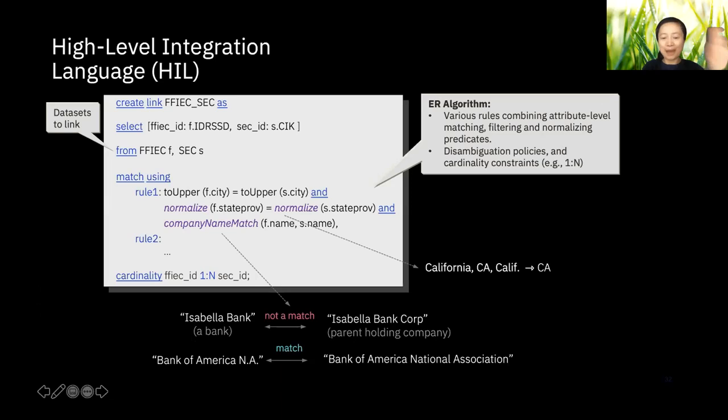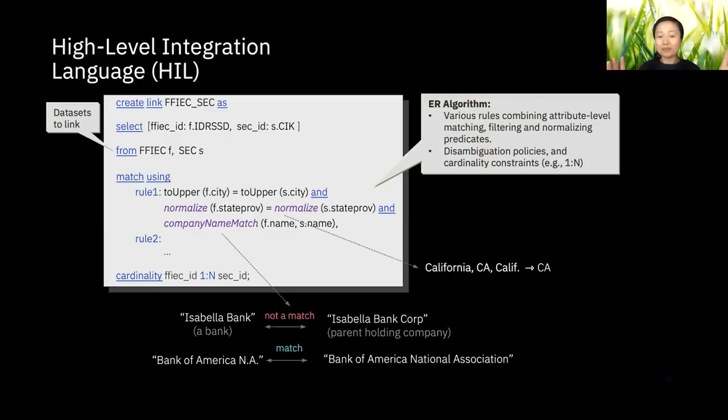I identify Isabella Bank in one document. In another document, I identify Isabella Bank Corp. Now I want to say, is this the same company? If it's the same company, I can merge them together. You can almost imagine I have a small graph here and a small graph there, and I can merge them. But I first need to determine whether they're the same company. Similarly, in one document I may identify Bank of American NA, in another one Bank of American National Association. Here I need to identify again whether they are the same company.